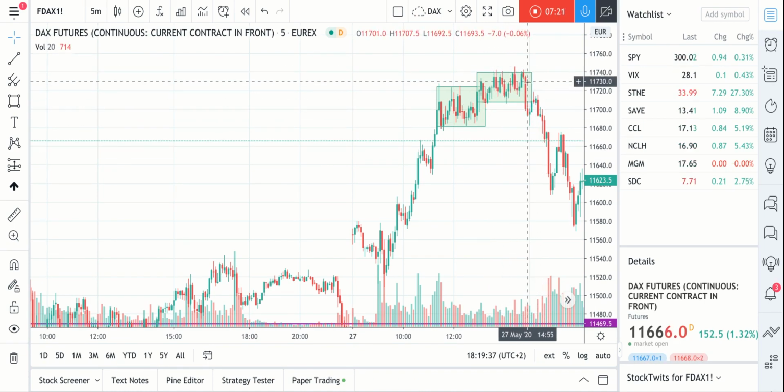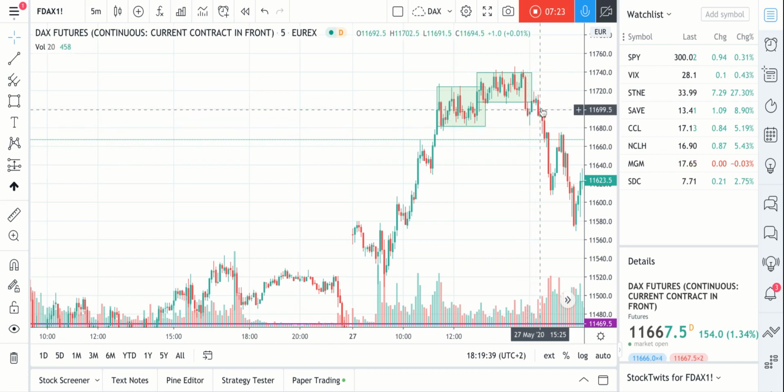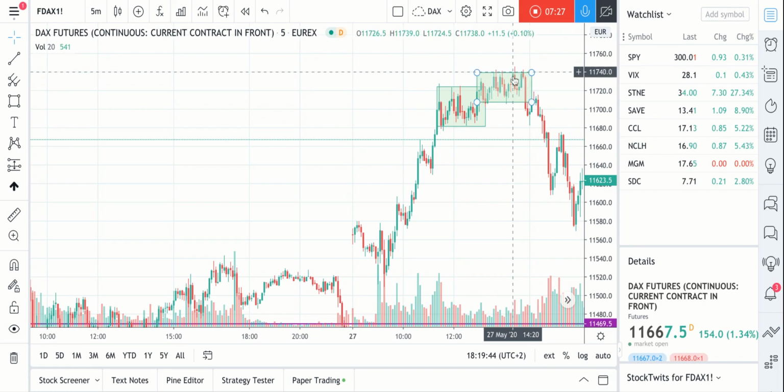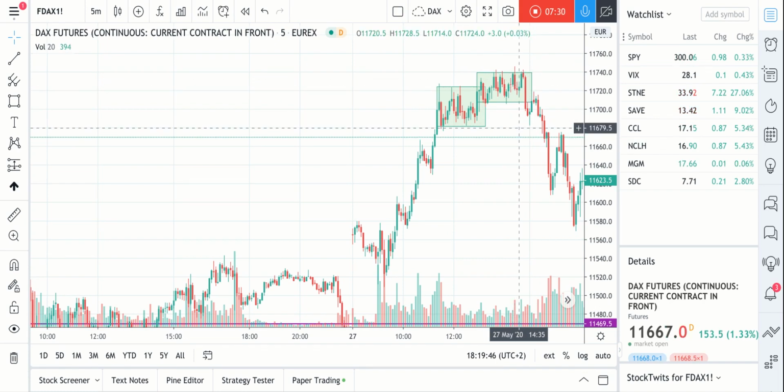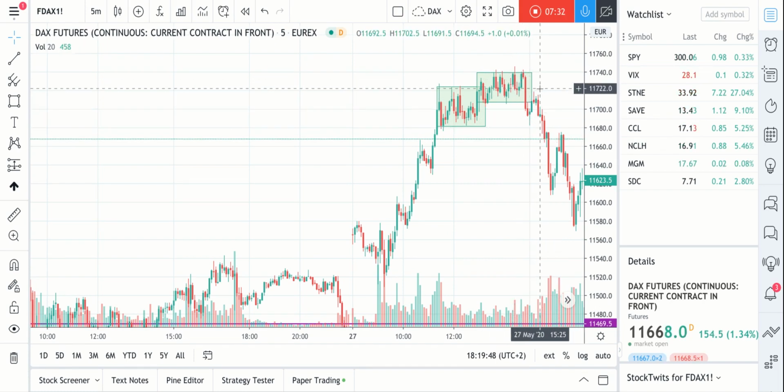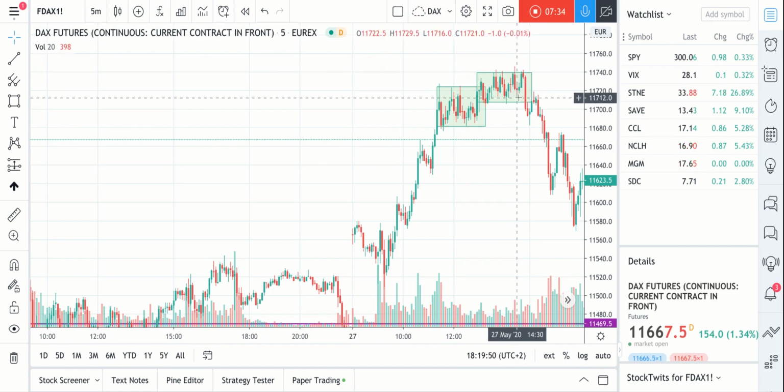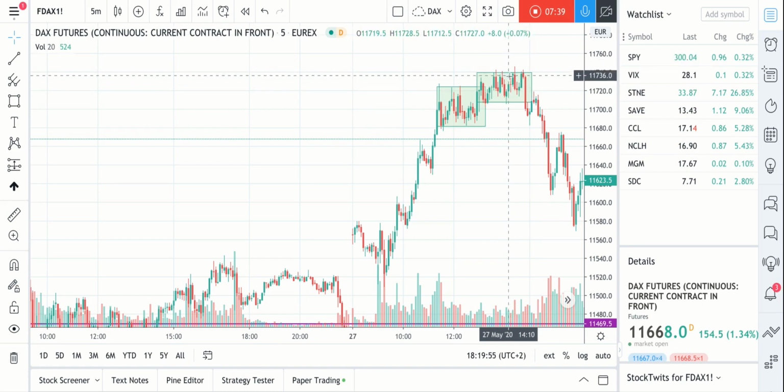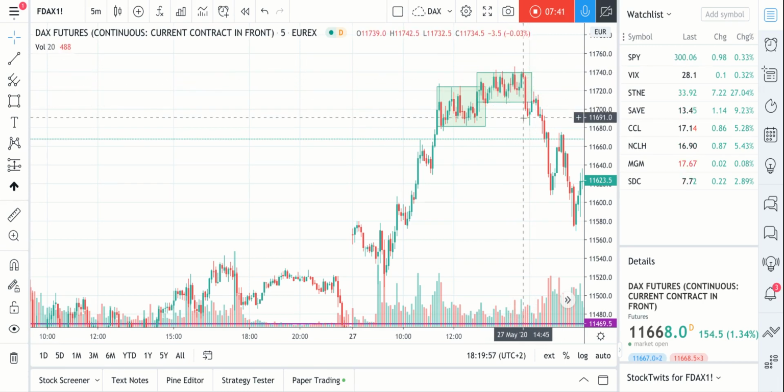Here we can see the market start to collapse, and there is a very nice 1 to 3 pattern here. You can find many 1 to 3 patterns on the chart, but why wasn't this one valid? We can see 1, 2, 3. Why wasn't this one valid for me, and why was this one?